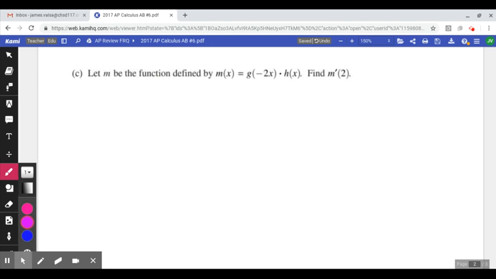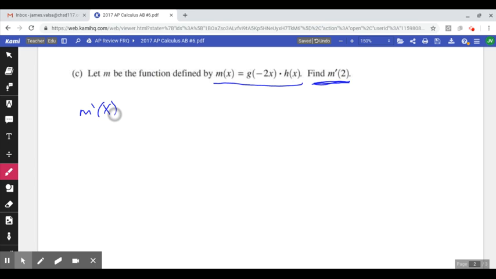So now we have another new function that's being defined by m here, and then m of x is being defined as g of -2x times h of x. And we want to find out what m prime at 2 is. This is what the question is asking us to do. So once again, we'll have to take m of x and find the derivative there. The very first thing you want to do is you want to see this actually as the product of two different functions. So the first rule we're going to use is the product rule. And the product rule says keep the first factor the same, that's g at -2x, times the derivative of the second factor, plus the second factor times the derivative of the first factor.